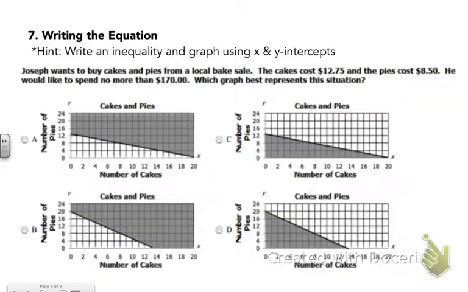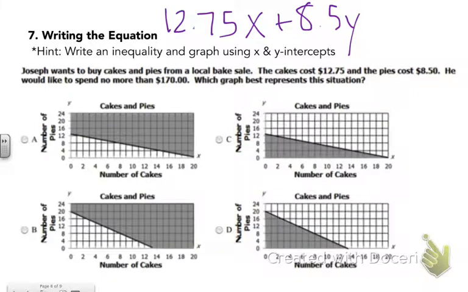So notice cakes are on the x-axis, so I'm going to do $12.75x plus pies are $8.50. They're on the y-axis, 8.5y, and would like to spend no more than $170. So in other words, that's going to be less than or equal to $170. So we know that it has to be shaded below because it's less than. So it's not going to be A, it's not going to be B. And now the only thing to figure out is which is graphed correctly.